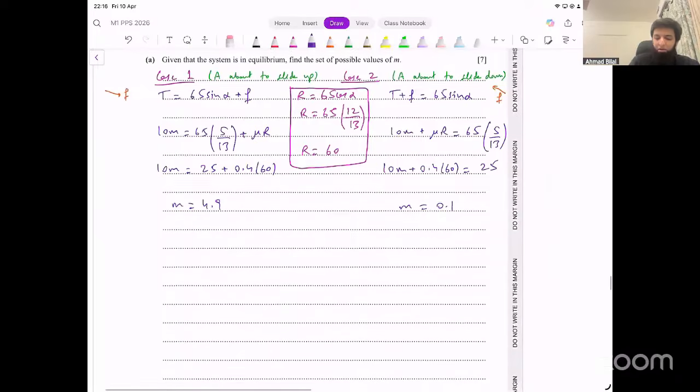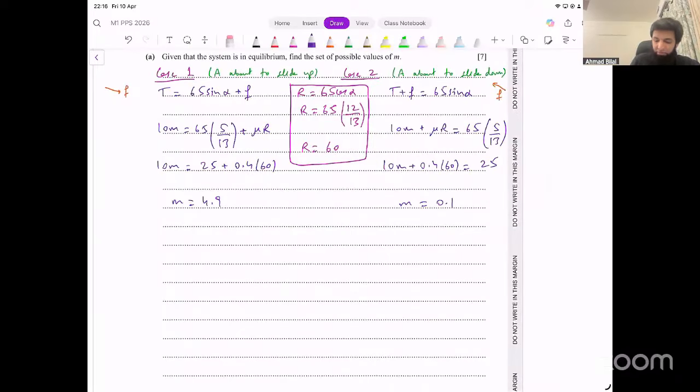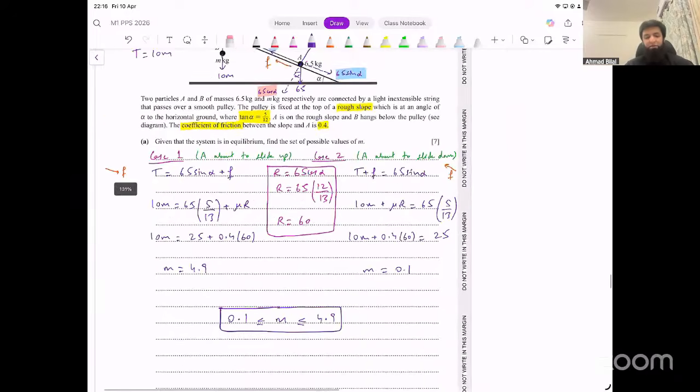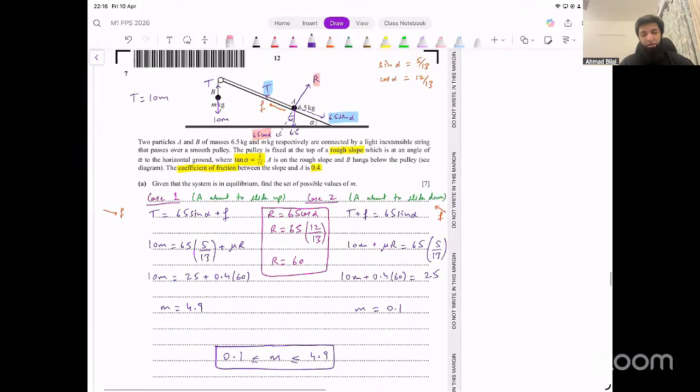So what are all the possible values of M then? Between these two numbers, write the smaller number on the left side, bigger number on the right side with less than signs. M is between 0.1 and 4.9. That's the final set of values of M for which the system is in equilibrium. That's 7 marks. This is all that you had to do in this.